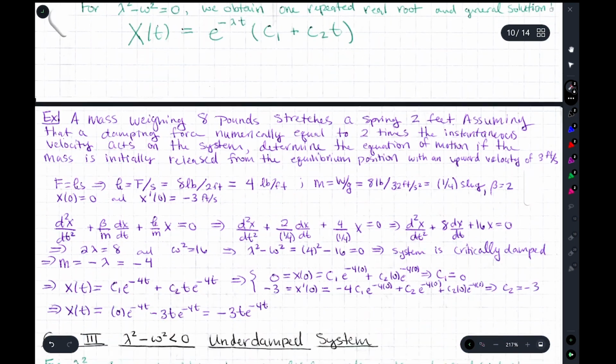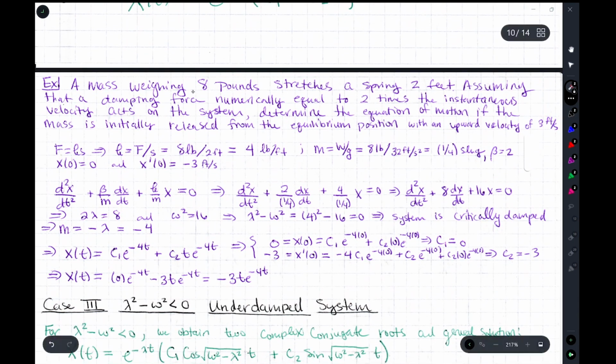Let's look at an example. A mass weighing 8 pounds stretches a spring 2 feet. Assuming that a damping force numerically equal to 2 times the instantaneous velocity, so that's giving us our beta, acts on the system, determine the equation of motion if the mass is initially released from equilibrium.